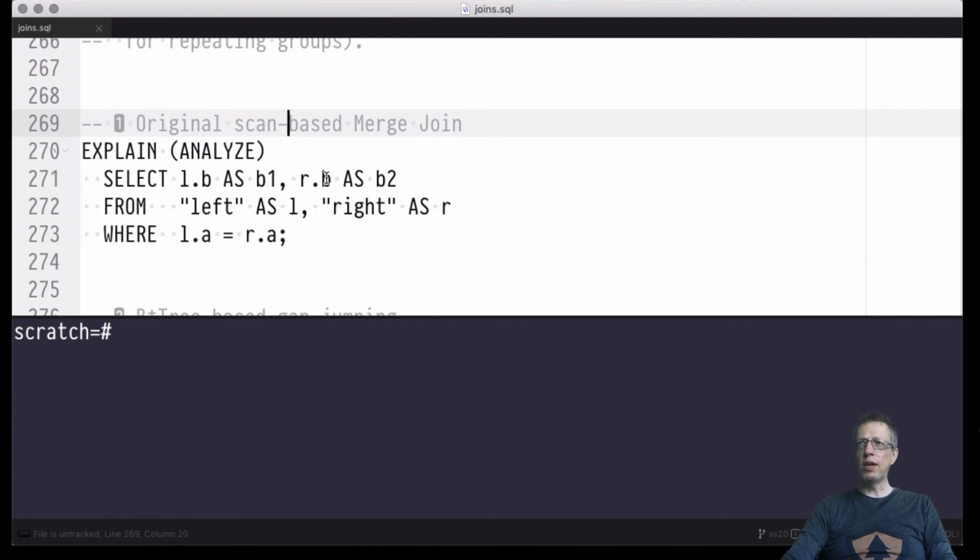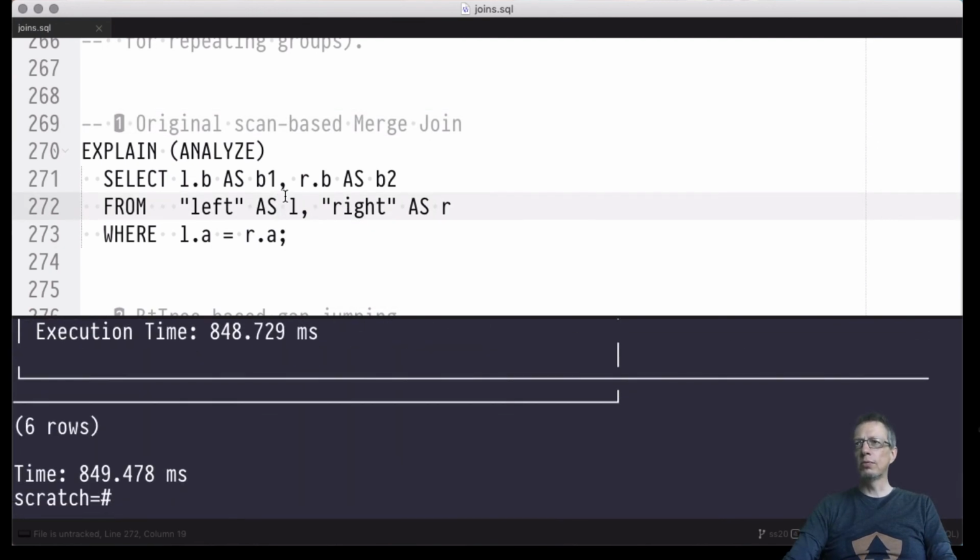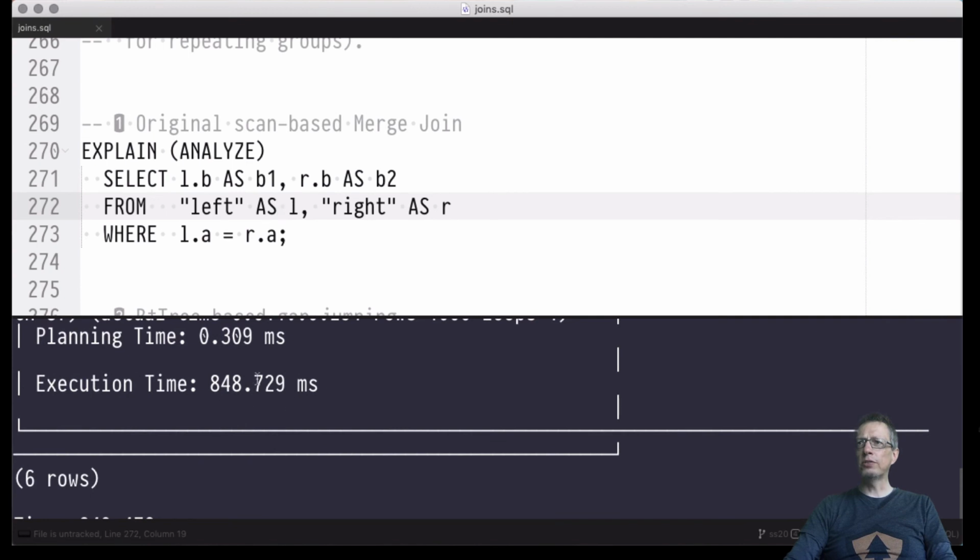999,000 rows of the left-hand side table, starting from the first row until it reaches the value area of values at the very tail of the left-hand side table that can then match the rows on the right-hand side. Okay, so let's recall: 850 milliseconds here. That's what the normal scan-based technique can deliver.